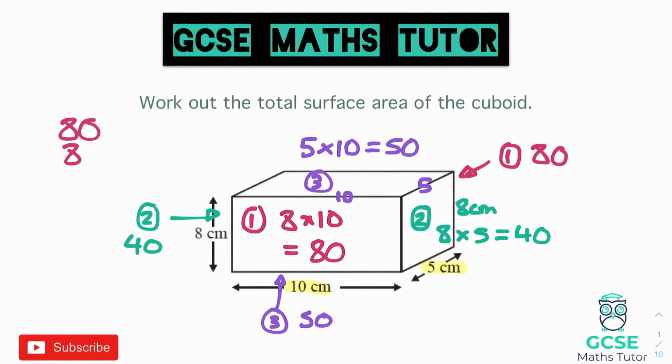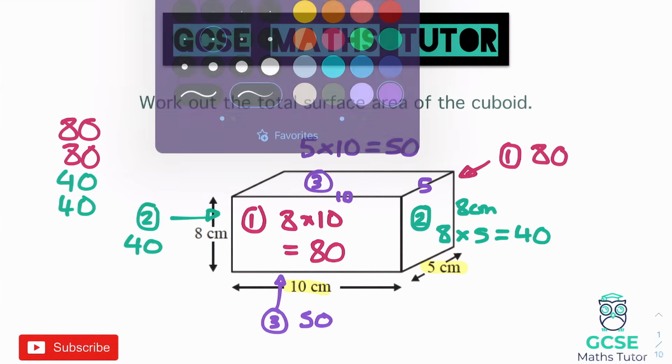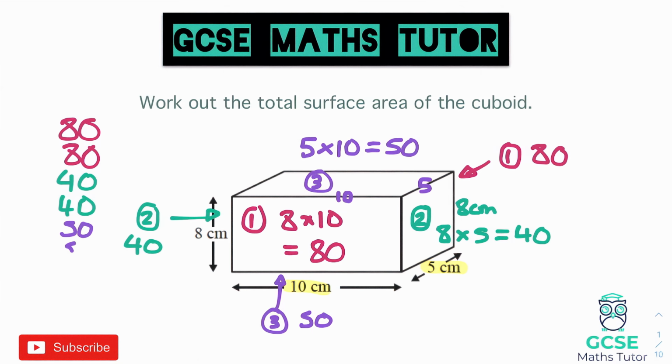We then also have our green face that we worked out, which is 40 and 40, and then our final 2, we have 50 and 50. And all we need to do is add all of those together, so let's add them all up. So we've got 80 plus 80, which is 160, plus 40 gets us to 200, plus the other 40 gets us to 240, and then we've got an extra 100 there, which is 340 in total. And now we want to give our units, it was in centimetres, and we're looking at an area, so it's centimetres squared. So our final answer for this question would be 340 centimetres squared.